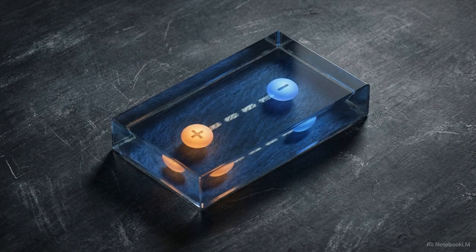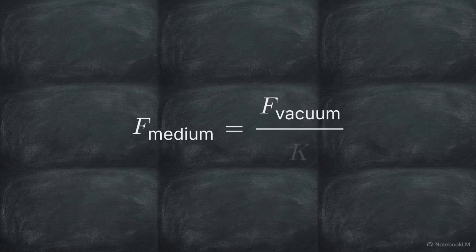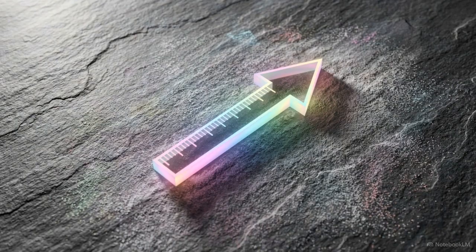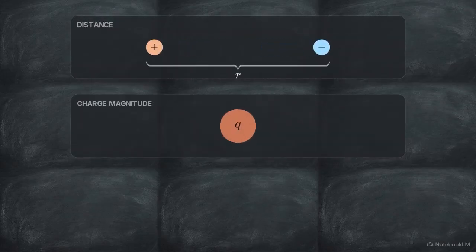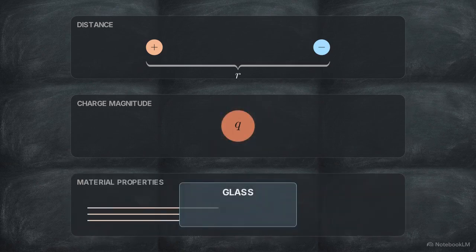If you remove those charges from a vacuum and submerge them in water or glass, the force between them decreases. The new force is the vacuum force divided by the physical medium's specific dielectric constant. The electrostatic force is a strictly quantifiable vector. It is dictated by distance, the magnitude of the charges, and the material properties of the space they occupy.